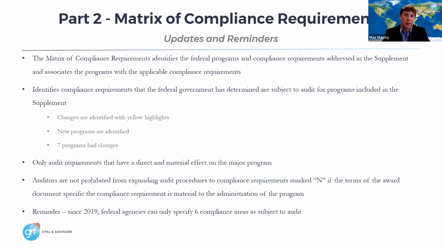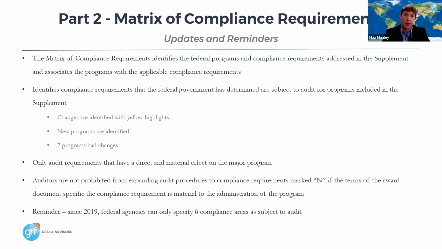And then also keep in mind that the matrix is really just a starting reference point for determining those direct and material compliance requirements. You still have to look at the terms and conditions of an award, which may indicate that a specific area is material, even if the supplement does not mention it. I think a good example might be if a significant portion of your award is passed through to subrecipients, but the matrix says subrecipient monitoring is not applicable. You still might decide based on your judgment and the risks that you want to go ahead and look at subrecipient monitoring anyway. So you do have some discretion there.